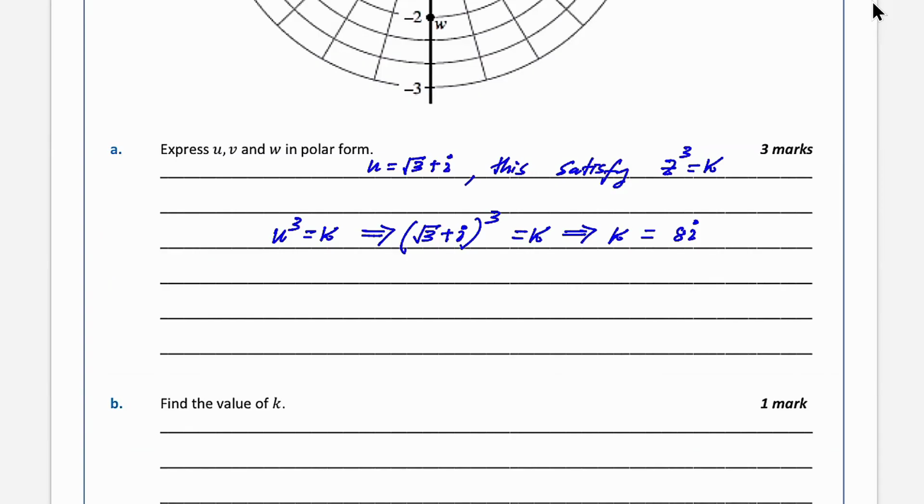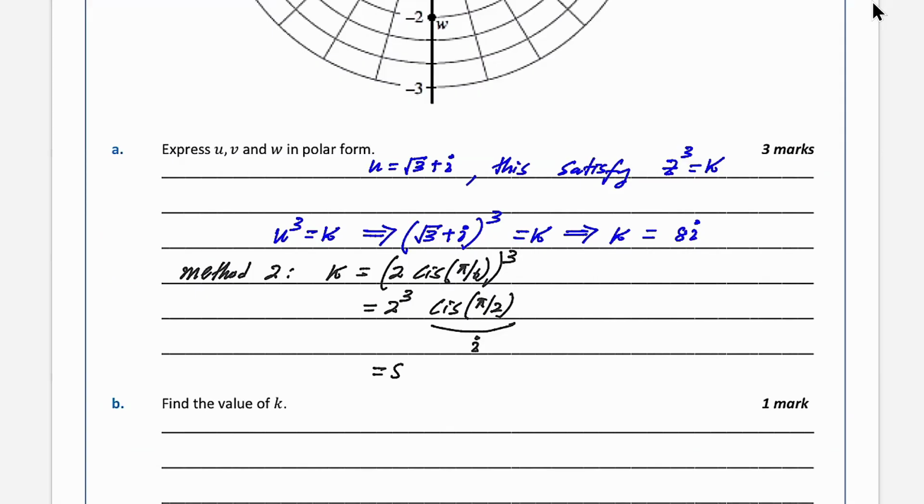You understand? So you can do this in a different way as well. Method 2. K is equal to u to the power 3. I'm going to write that in the cis form: 2 cis pi divided by 6, to the power 3. Then use De Moivre's. To the power 3, 2 to the power 3, cis pi divided by 2. So cis pi divided by 2 is i, that you know, right? So the answer is 8i. You can do it that way if you want.